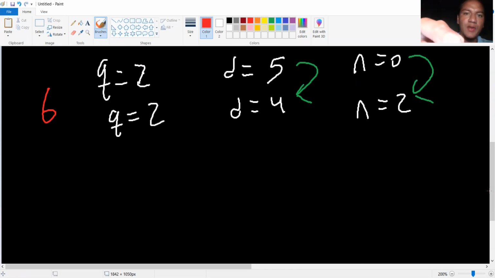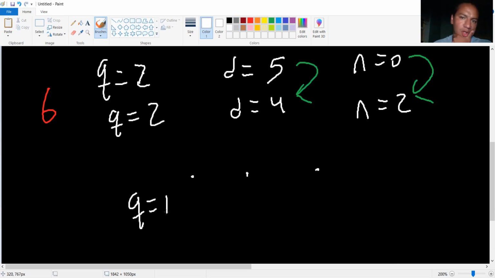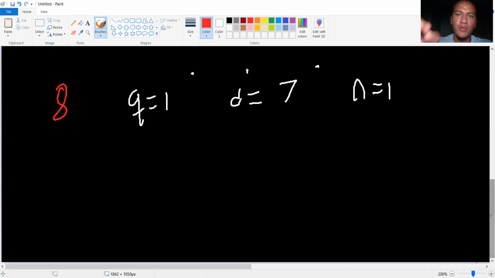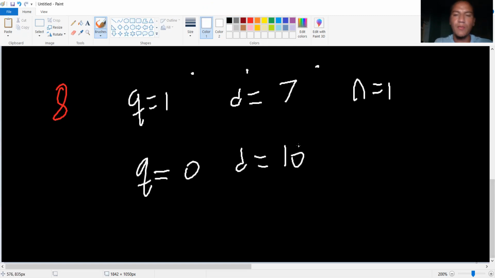And let's write dots. And Q equals 1. Well, you would have to start with dimes equal to 7, because 25 plus 70 is 95, nickels equals 1. That's 8 ways. And finally, when Q equals 0, then you have 10 dimes, and that's 11 ways.